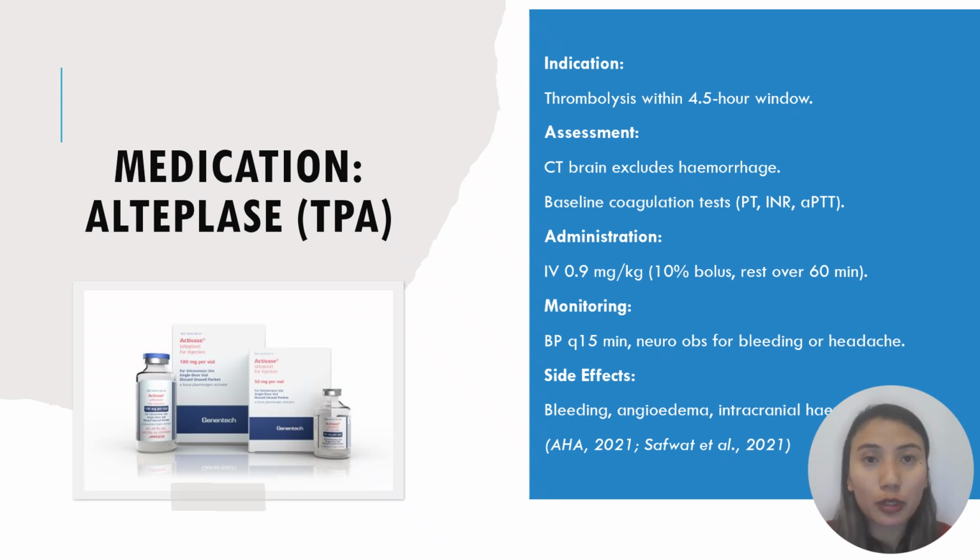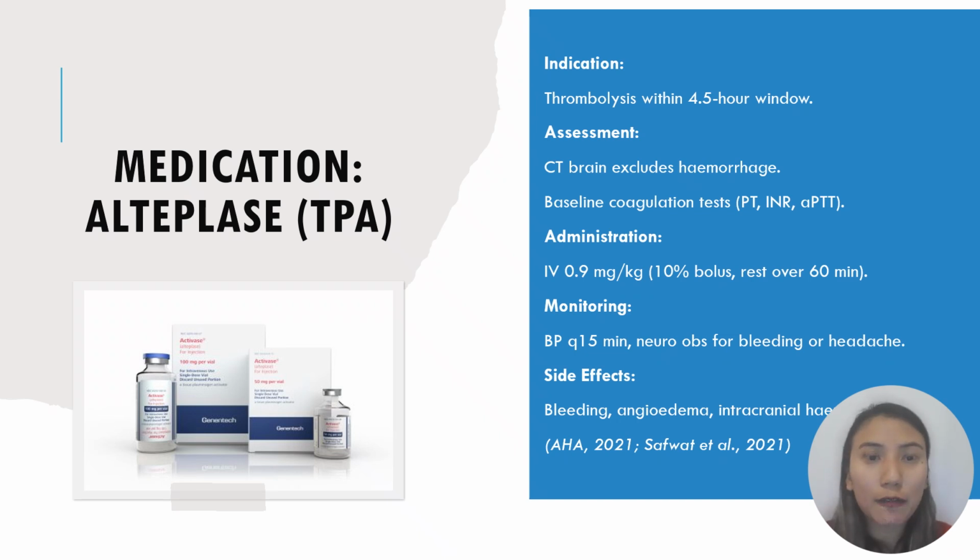Assessment confirms stroke onset within 4.5 hours. It ensures that hemorrhage can be excluded and that baseline coagulation test results are within normal limits. And also for administration, administer alteplase at 0.9 milligram per kilogram IV, 10% bolus, remainder over 60 minutes.